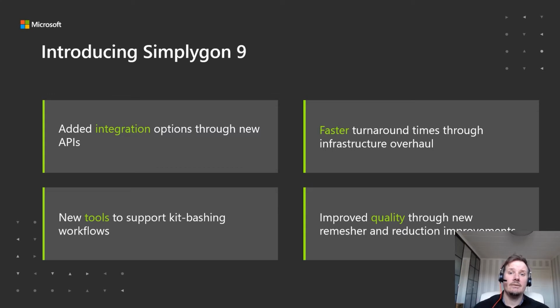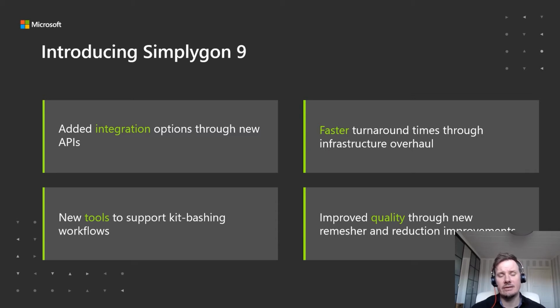With Simplygon 9, we're tackling these four pillars. First, we are adding new integration options by adding APIs that allows you to hook into environments where Simplygon has been harder to access previously. We have sped up the turnaround time through an extensive infrastructure overhaul and also just core optimizations that makes the core algorithms faster. We've added new tools that specifically to support kit bashing workflows.